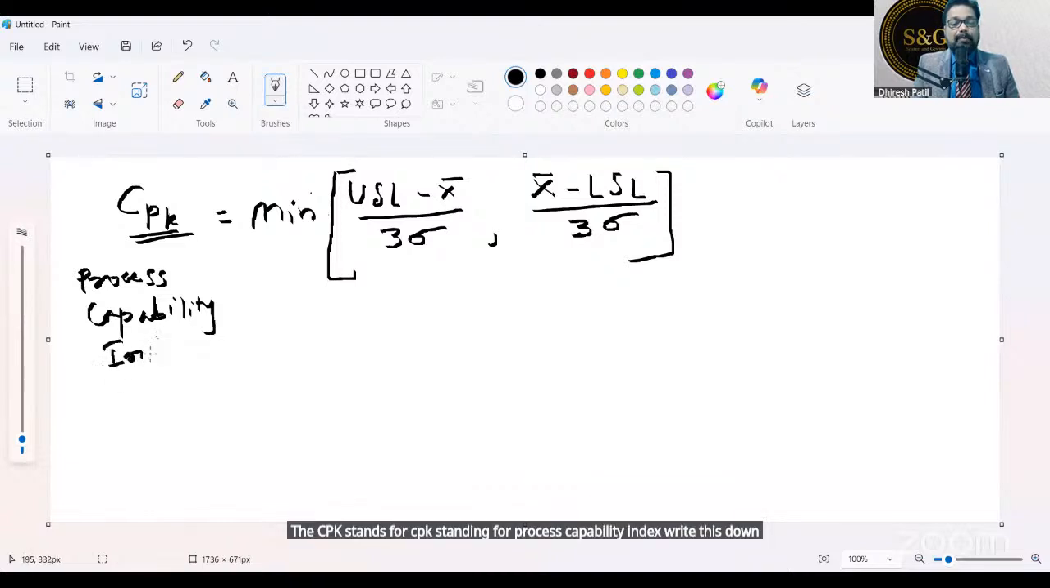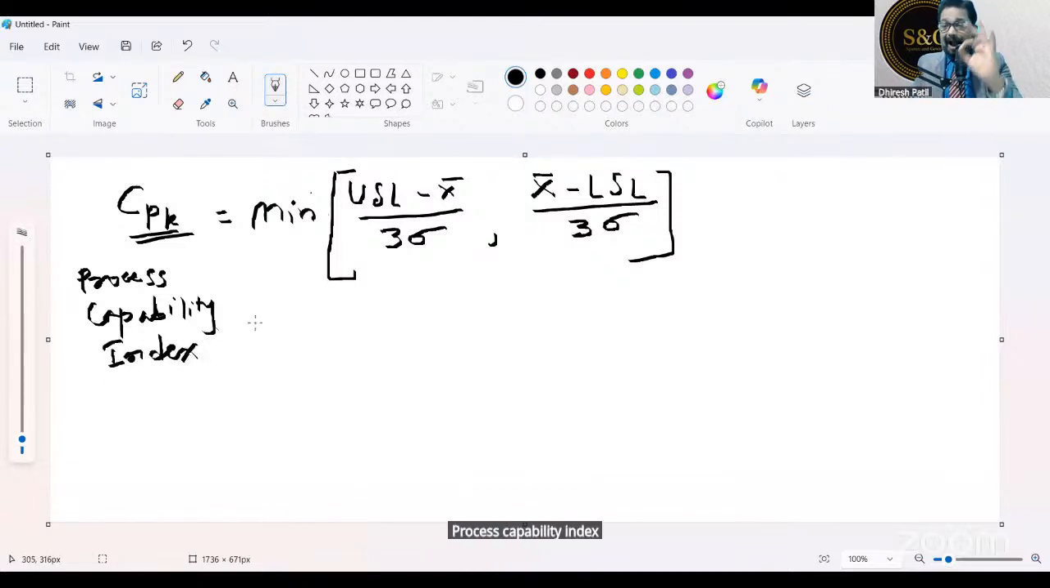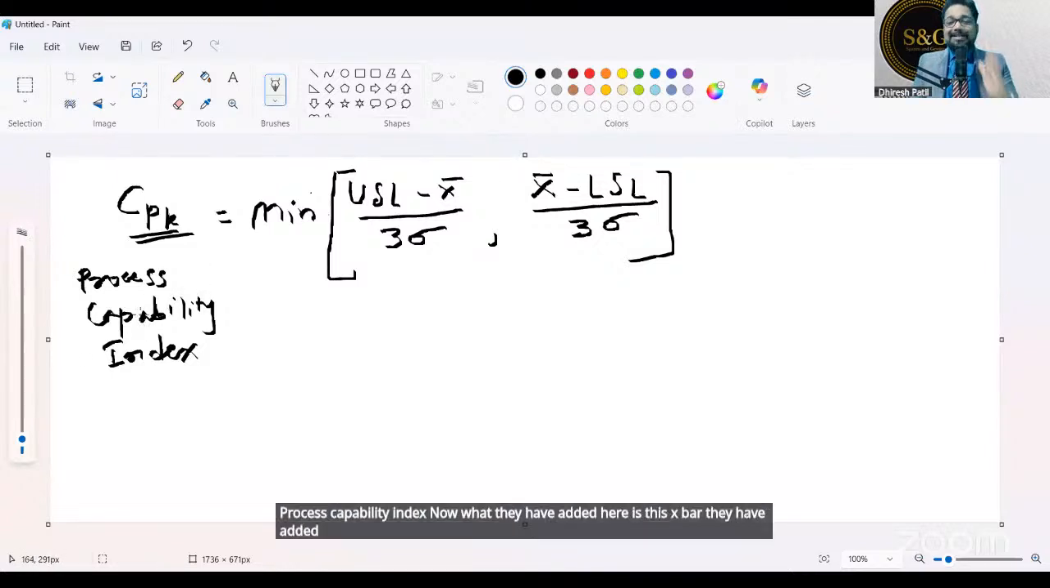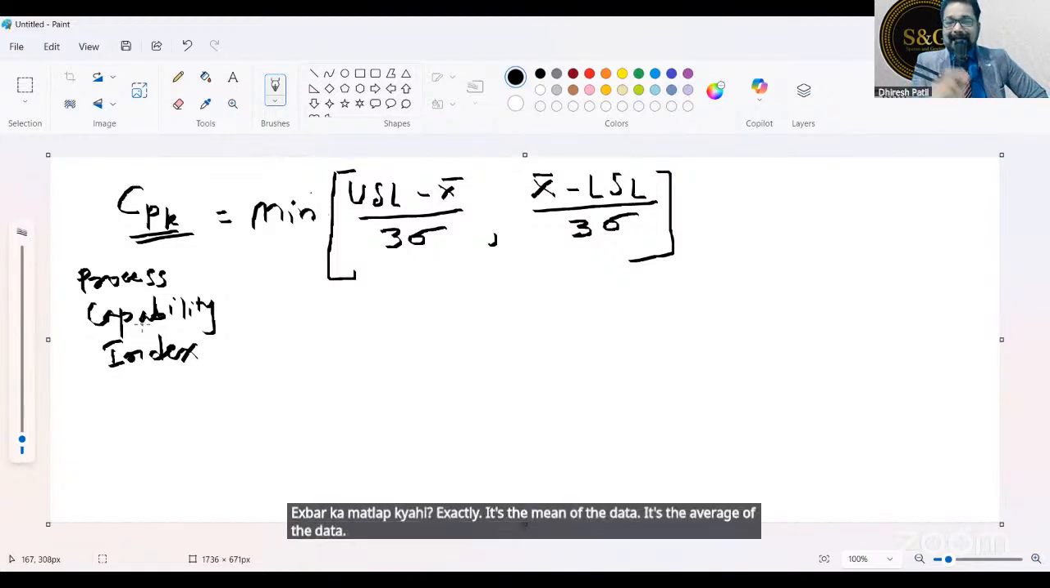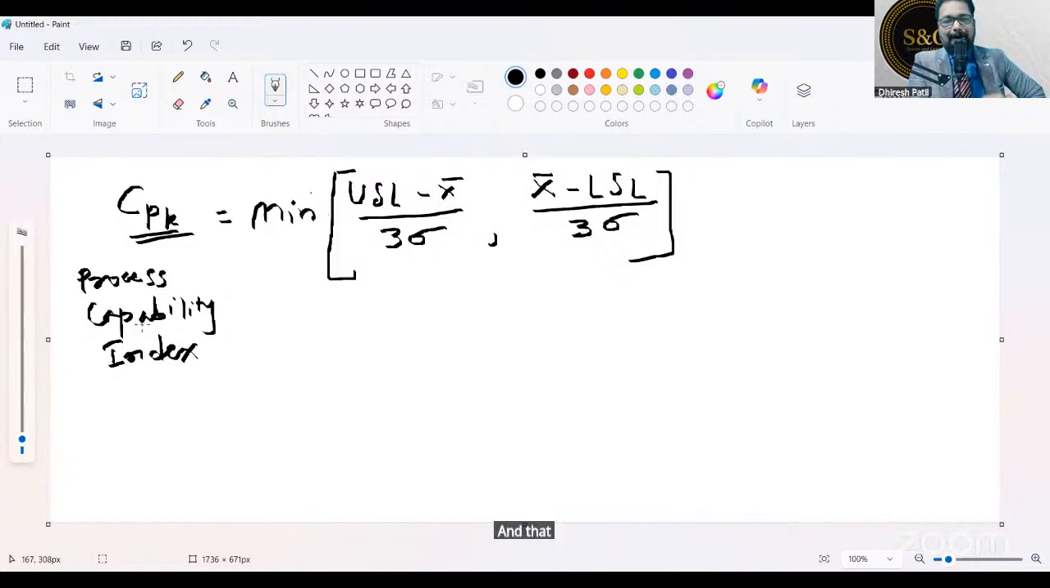Process capability index. Now what they have added here is this X bar. What is X bar, by the way? Type in the chat box, everybody. What is X bar here? X bar का मतलब क्या है? Exactly. It's the mean of the data. It's the average of the data. And that they have added in the formula.